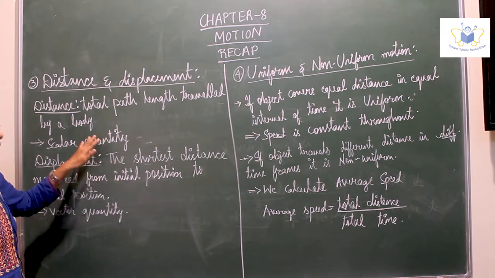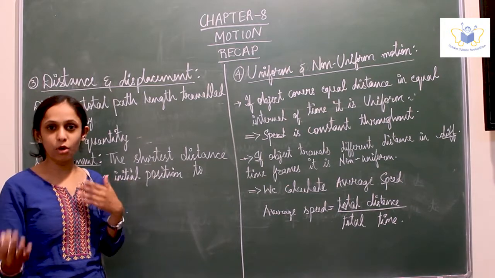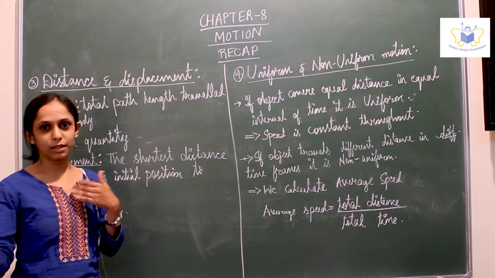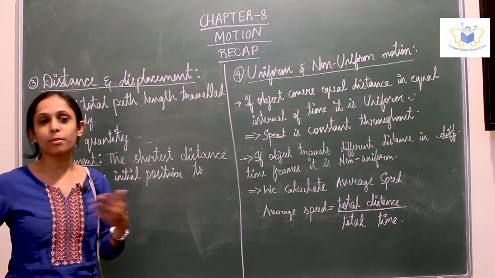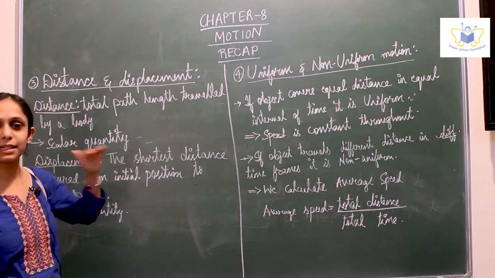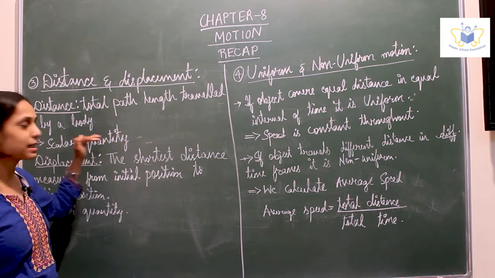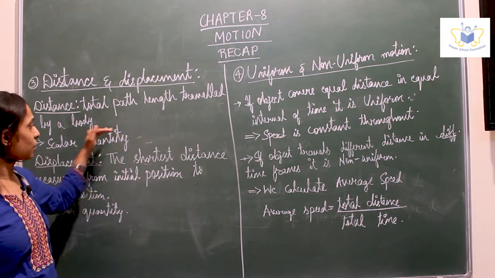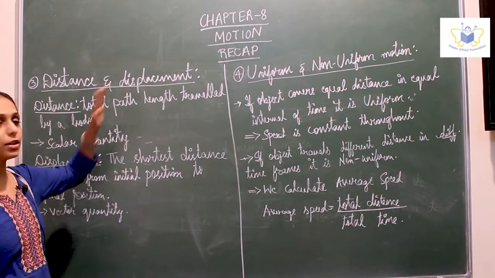Why is it scalar? Because there is no particular direction. Either you move from your school to home or from your home to school, it is the same. You are traveling the same distance. It is a certain kilometer itself. No matter what, the direction does not change. The distance remains the same. So hence this is a scalar quantity. You are measuring this only with respect to kilometers or meters. So it is scalar.